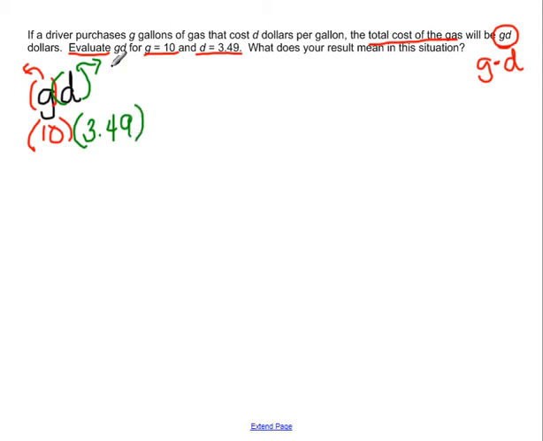And now we're going to evaluate this. We're going to go ahead and do the math. We've done the substitute step. Now we're going to simplify. Well, 10 times 3.49. If you remember, when we multiply a decimal number by 10, it just moves the decimal point one place. So my answer would be 34.9. Okay, so that's very nice if we were just dealing with a generic math problem.